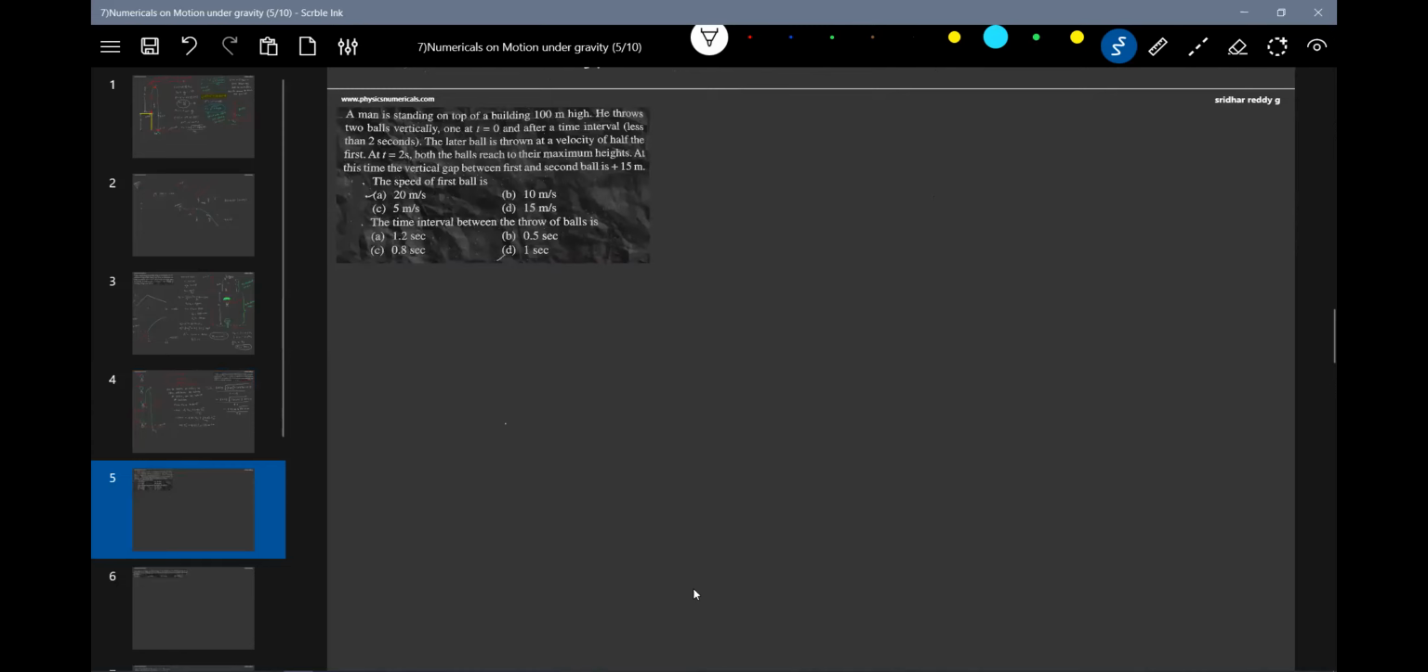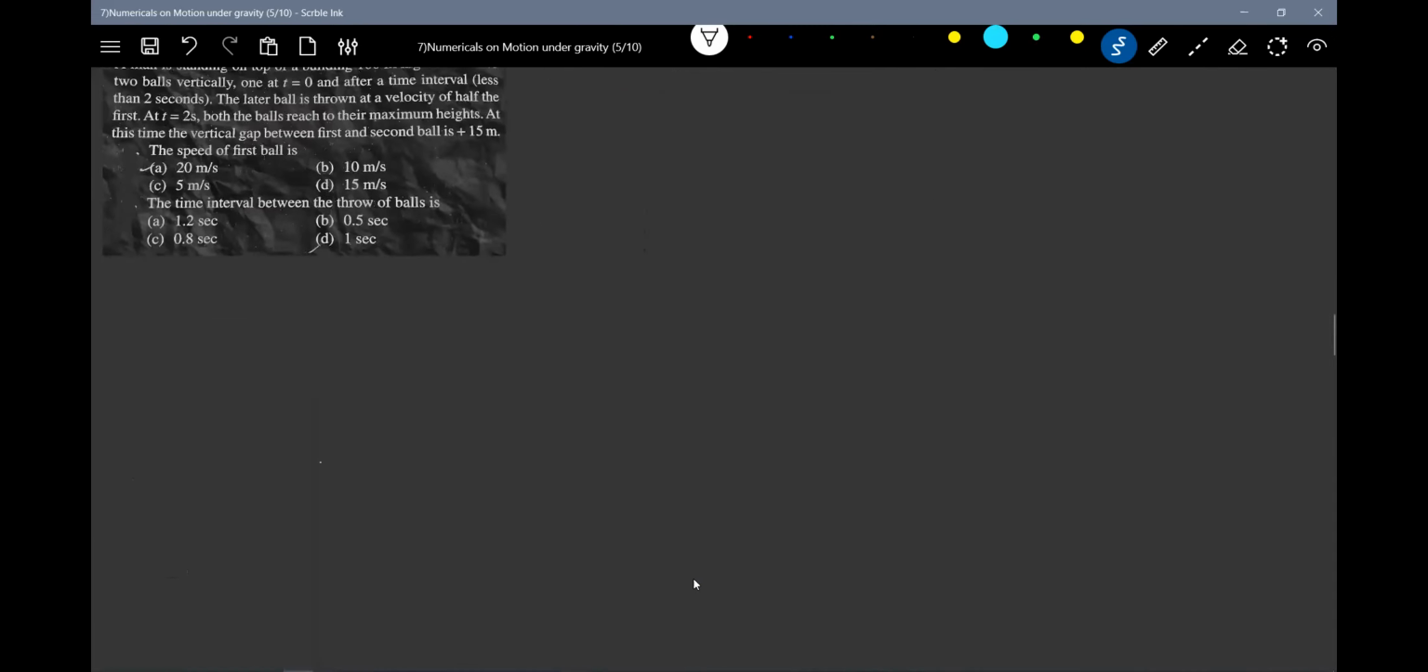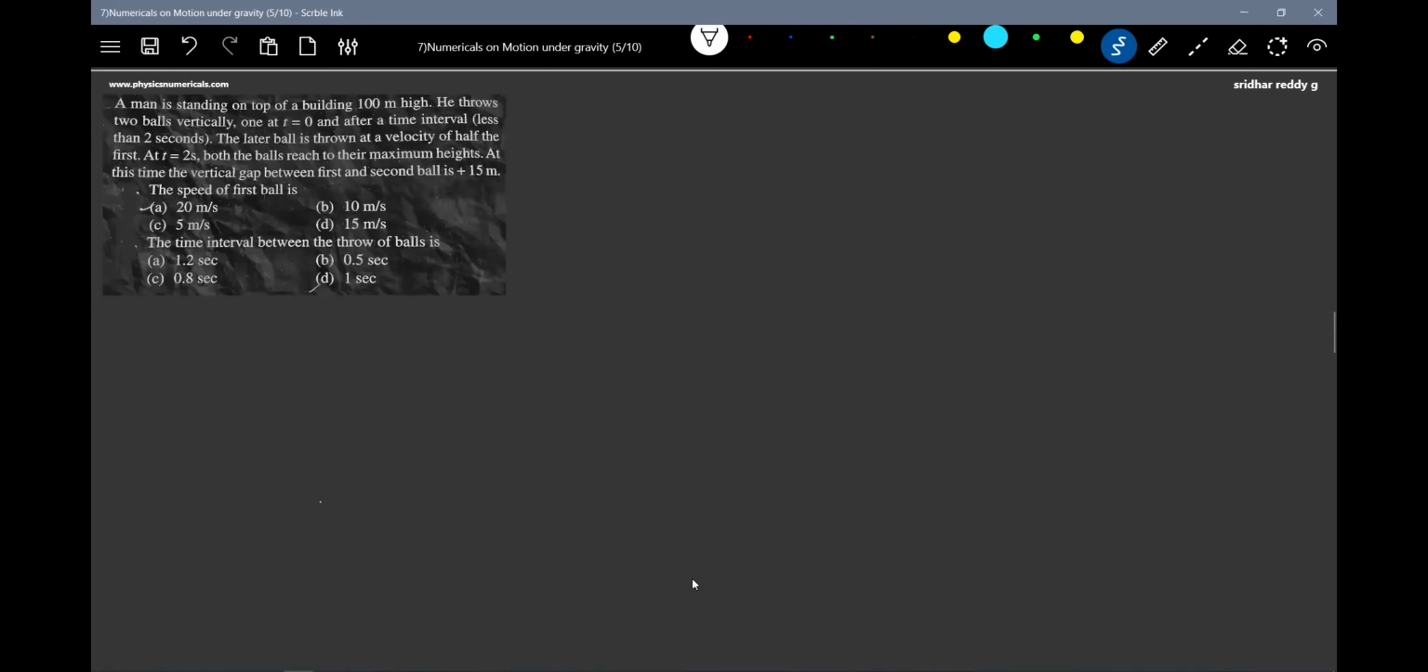Let me go for the next one. Read the question. A man is standing on top of a building 100 meters high. He throws two balls vertically, one at t equals 0. And after a time interval, less than 2, the later ball is thrown at a velocity of half the first. At t equals t1, both the balls reach their maximum heights. At this time, the vertical gap between the first and second ball is 15 meters.